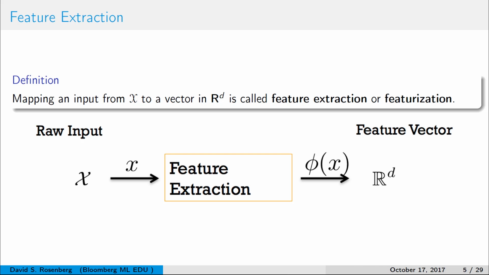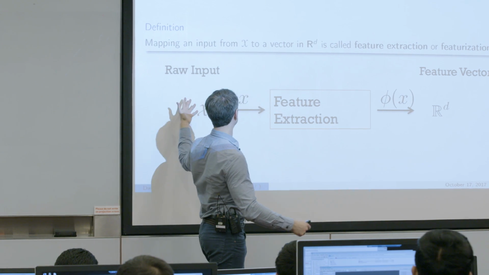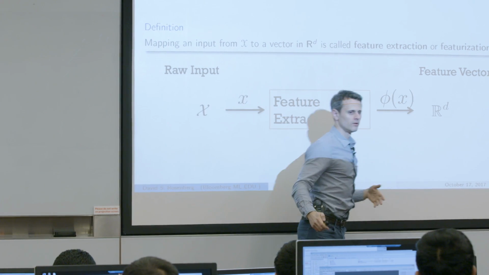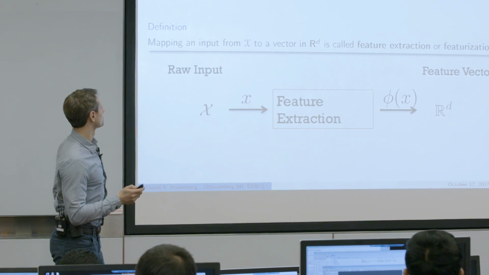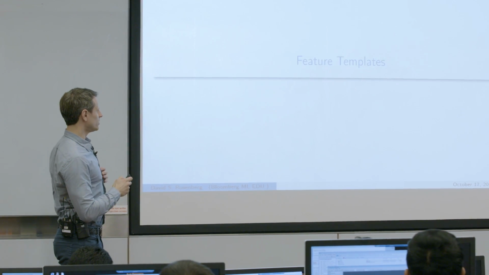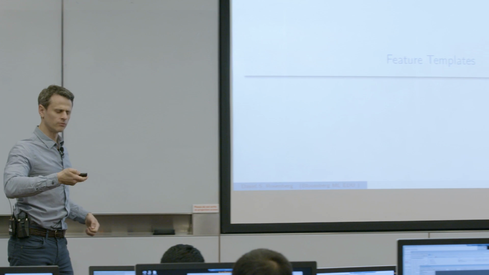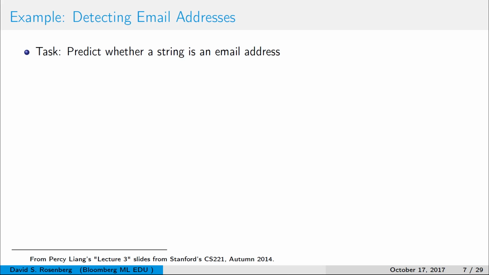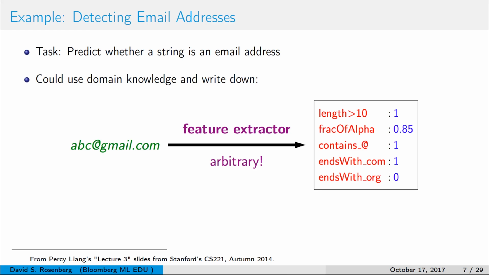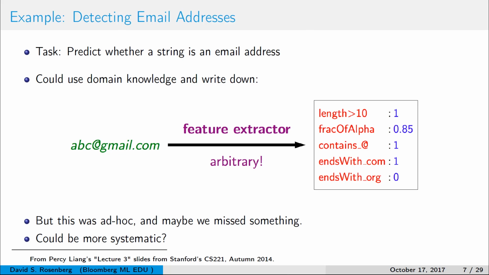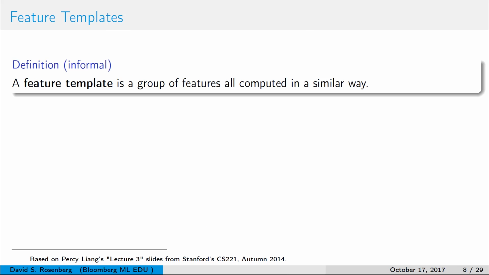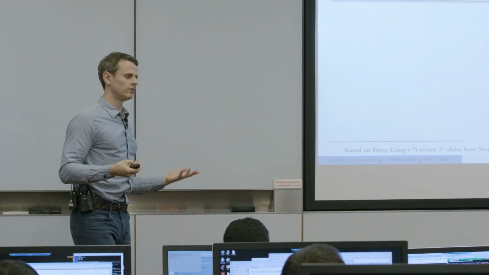You could think of a feature extraction function, phi of x, mapping from some arbitrary space X to some nice real vector space of dimension d. And we mentioned feature templates, but let's review that because now we're starting to get into actual implementation. For this email address task that we discussed, here are a few features. And we can define a feature template, which is a group of features all computed in a similar way.